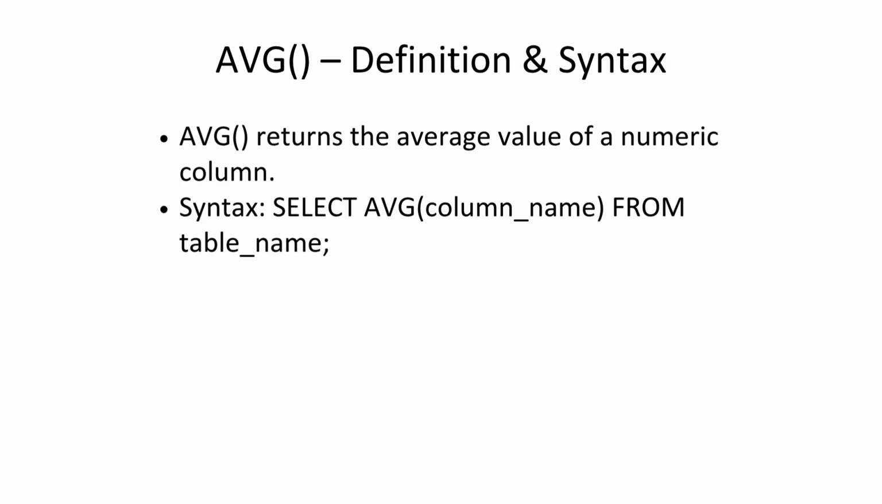Average, definition and syntax. The average function calculates the average value of a numeric column. This is useful when you want to determine things like average salary, average age, or average marks. The syntax is select average in brackets column name from table name semicolon. It is an easy way to understand the central tendency of your data.